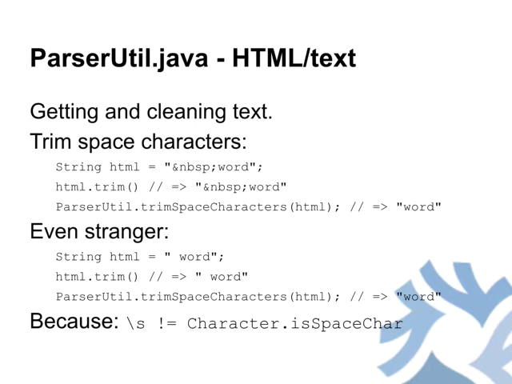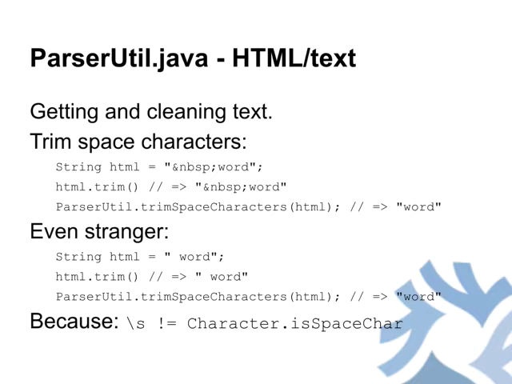One thing that you'll find is that in HTML, a space character is not necessarily a space character. What I mean is that the HTML has encoded space characters, in this case, a non-breaking space character. Of course, if you call the typical string trim on that string, it will still be including the non-breaking space encoded. But if you call the ParserUtil trimSpaceCharacters, it will trim the non-breaking space.